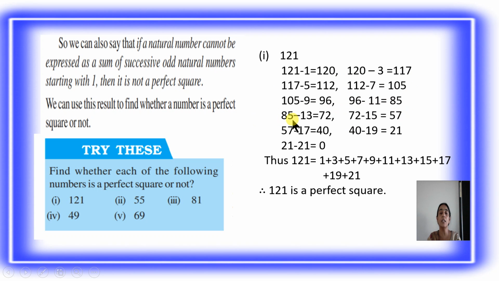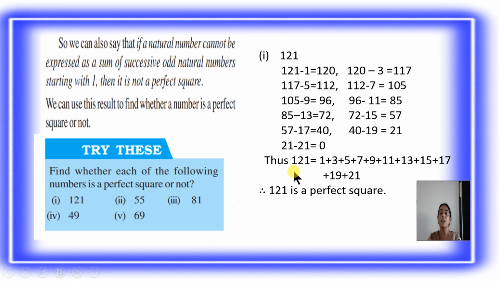85 minus 13 is equal to 72. 72 minus 15 is equal to 57. 57 minus 17 is equal to 40. 40 minus 19 is equal to 21. I am taking the successive odd numbers: after 13, I am subtracting 15, then 17, then 19, and the next number is 21. So 21 minus 21 is equal to 0.